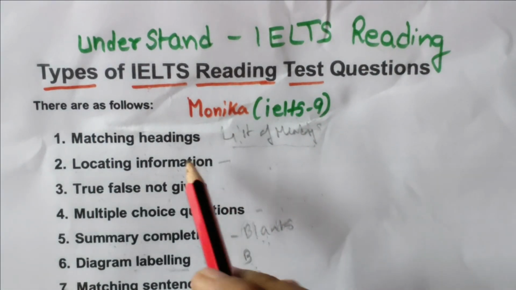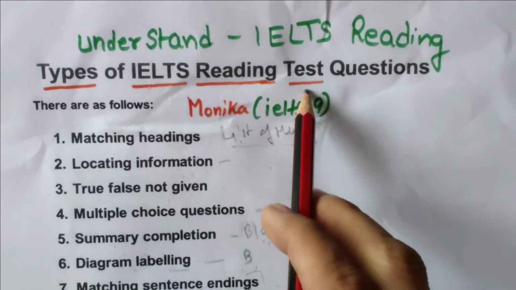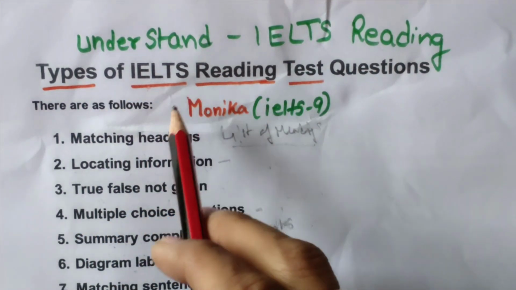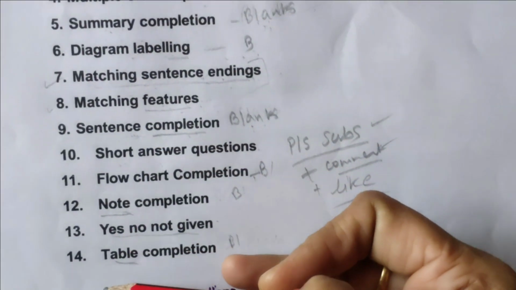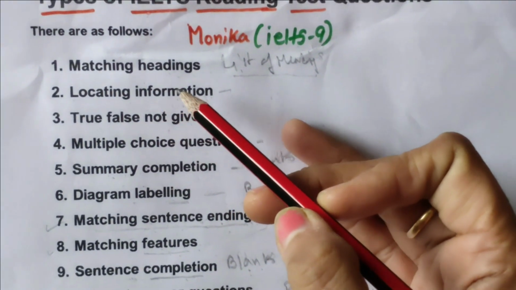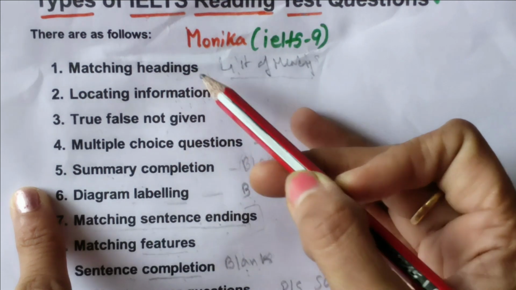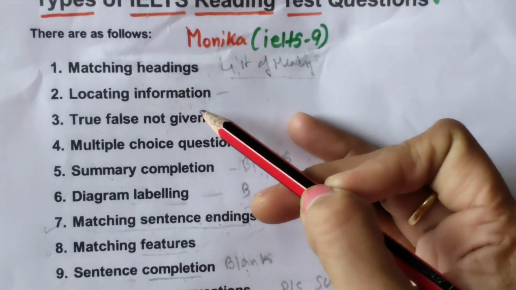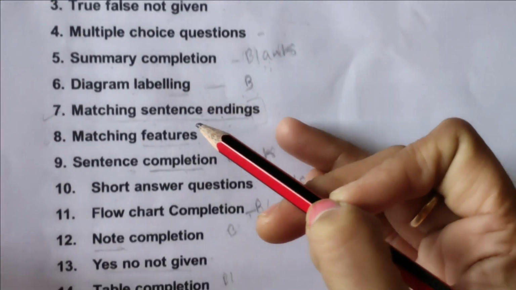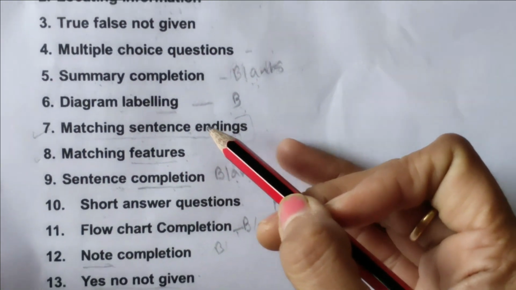So in this series, we are doing types of IELTS reading test questions. How many types of questions are there? You can see this from 1 to 14. Now here we have already covered in previous videos matching headings, locating information, which means which section contains the following information, and matching sentence endings, matching features with exercise also.